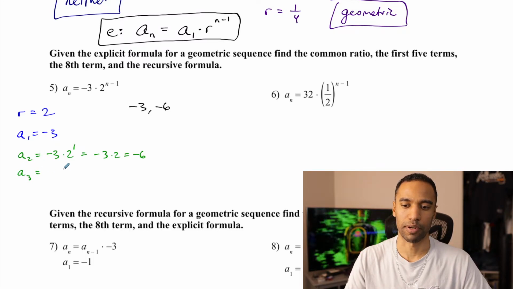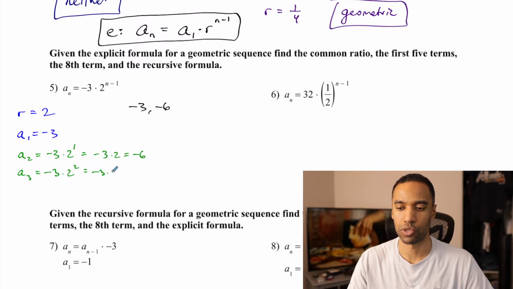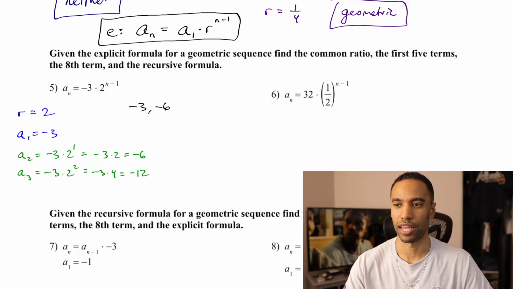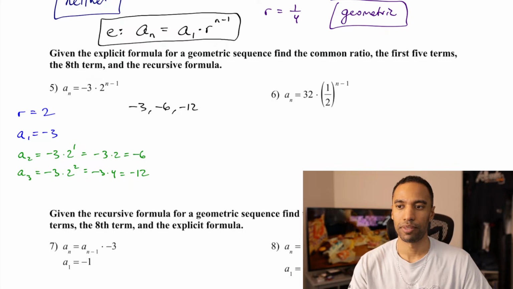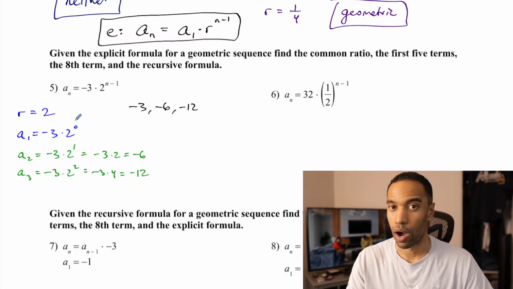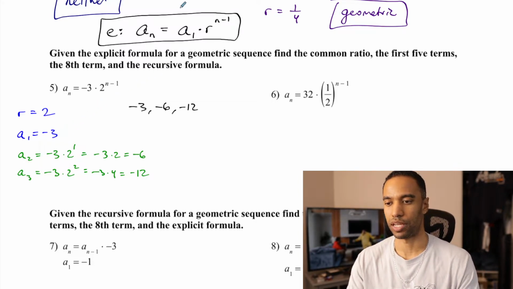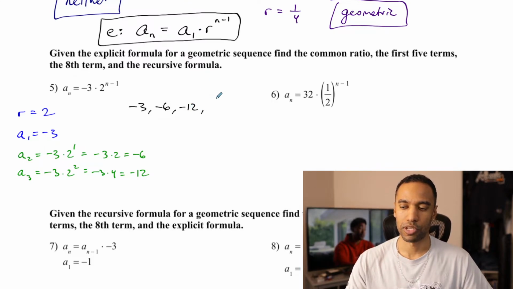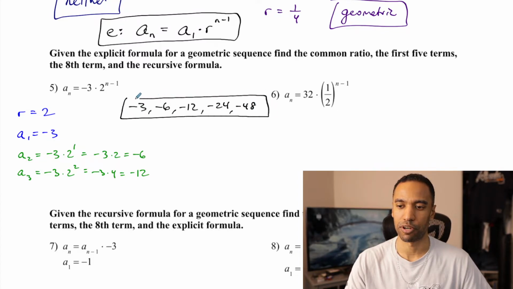A sub 3, one more time here, is negative 3 times 2 squared. Again, 3 minus 1. 2 squared is 4, so you have to do order of operations there. So negative 3 times 4 is negative 12, which again is doubling the negative 6. Now, I didn't do it for a sub 1, but that would have been negative 3 times 2 to the 0 power. And I need you to know that 2 to the 0 is 1, not 0. So that does give you negative 3 times 1, which is negative 3. Let's double 2 more times here. Negative 12 doubled is negative 24, as these stay negative, and negative 24 doubled is negative 48. So there are your first 5 terms.